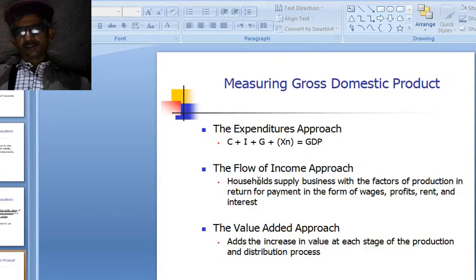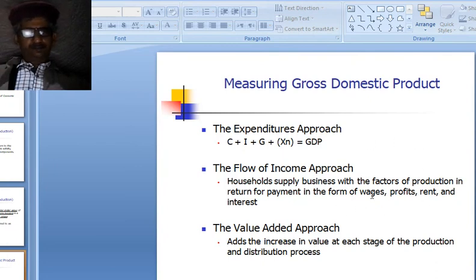Another technique to measure the GDP is the flow of income approach. Households supply businesses with the factors of production and in return receive payment in the form of wages, profits, rents, and interest. There is a concept in economics called the circular flow of income. That income circulates in a circle. If someone is spending, on the other side, another party is receiving. So the expenditure of one person or one business is the income of another person or another business.